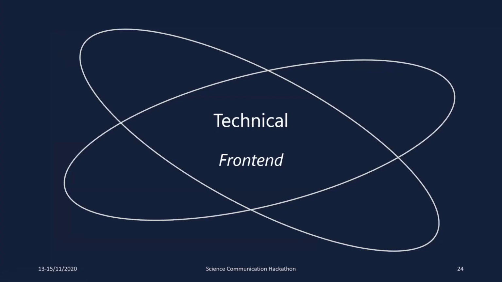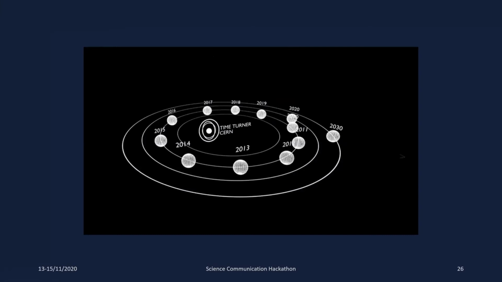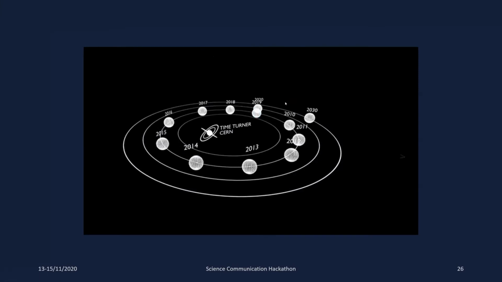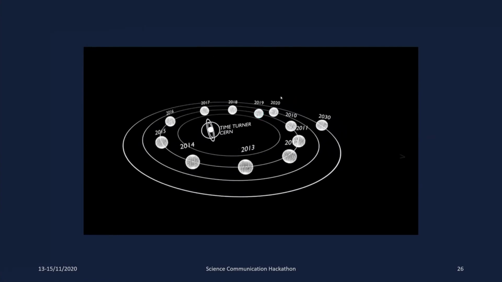We also developed the front end over the weekend, with this being a mock-up. This is a little demo of our front end built with WebGL, and each ring represents a decade. On the ring, you have 10 spheres representing the 10 years, and users can select a sphere to enter the associated year.